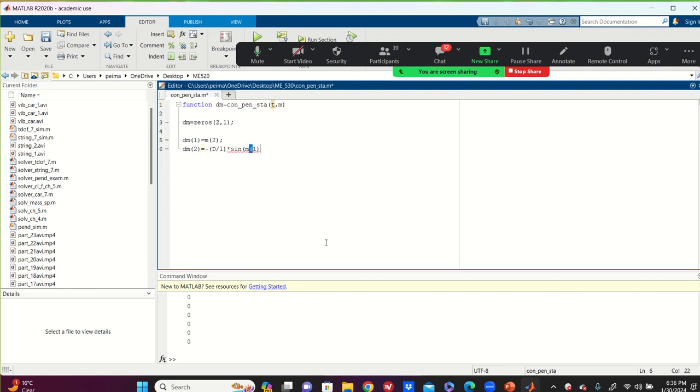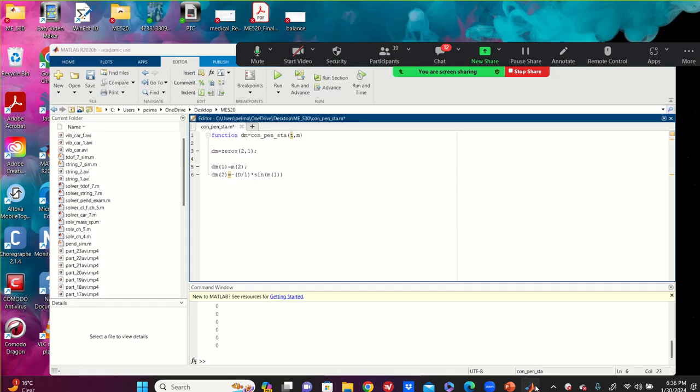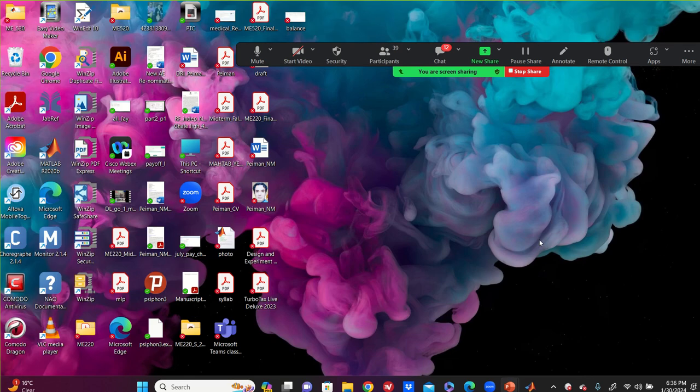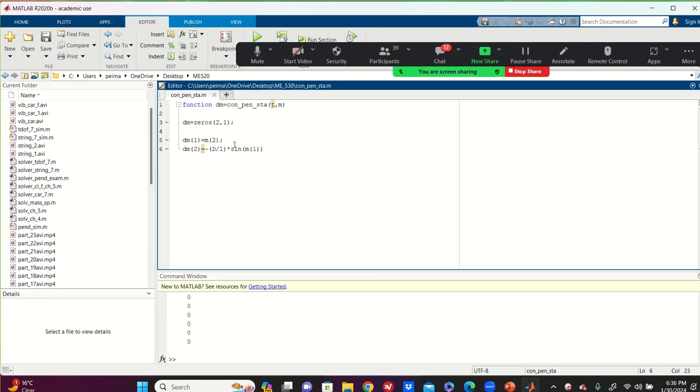Sine m1, as I promised. Look here. Cosine m1 minus this cosine. I'm just typing cosine because MATLAB knows sine and cosine, minus omega n, natural frequency, I'm writing like this, squared multiplied by sine m1. Here we go. Now we have to define those.